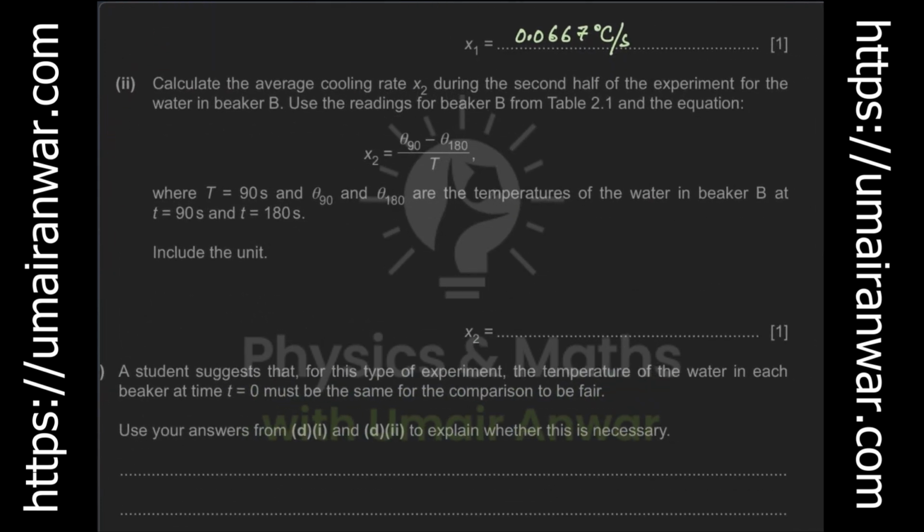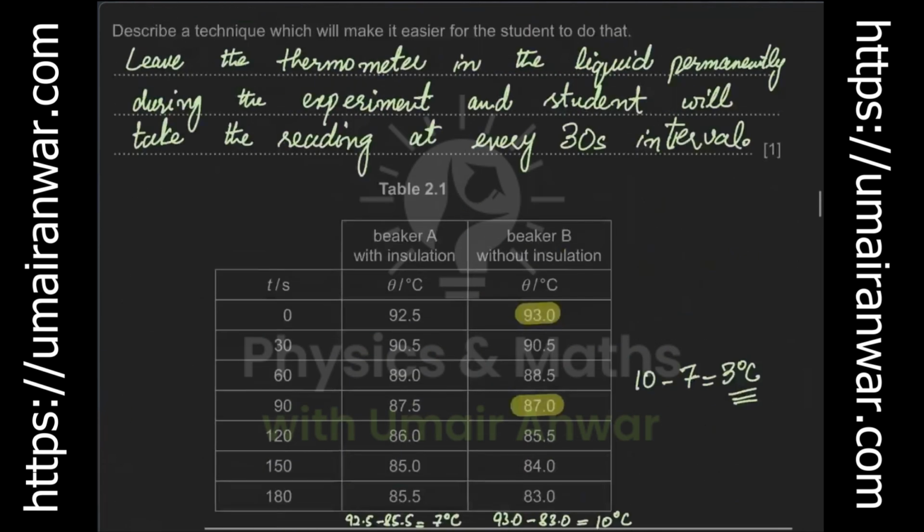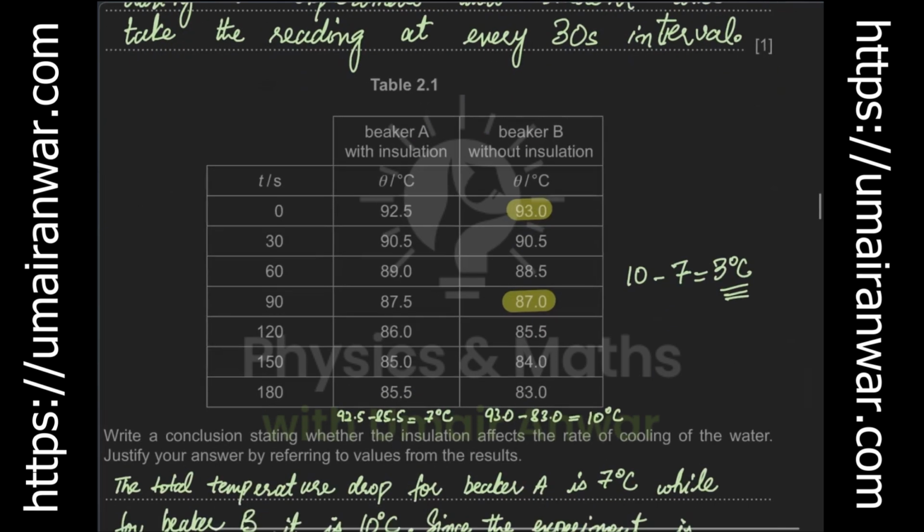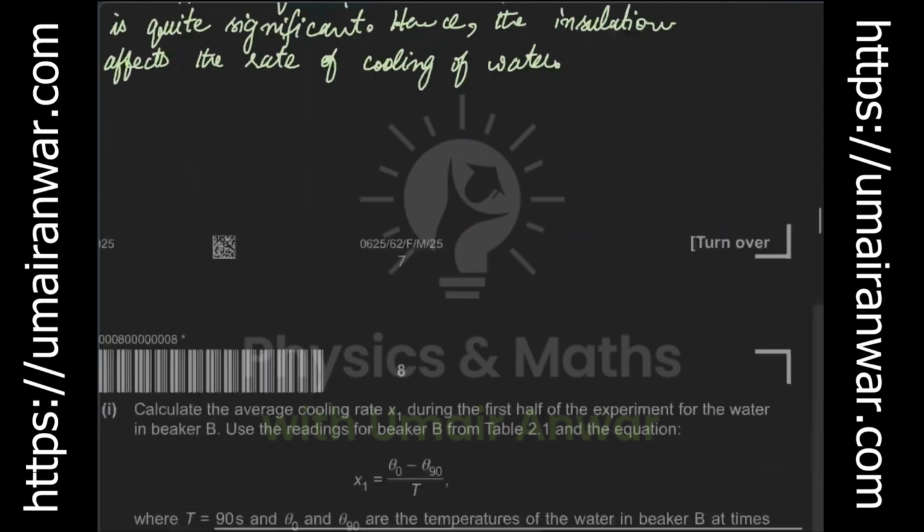Now it says calculate the average cooling rate X2 during the second half of the experiment for the water in beaker B. Use the readings for beaker B from the table and this equation, where theta 90 is the temperature at 90 seconds and theta 180 is the temperature at 180 seconds. We again have to include the units. Now theta 90 is again 87 and theta 180 is 83 degrees centigrade. So let's use these values.